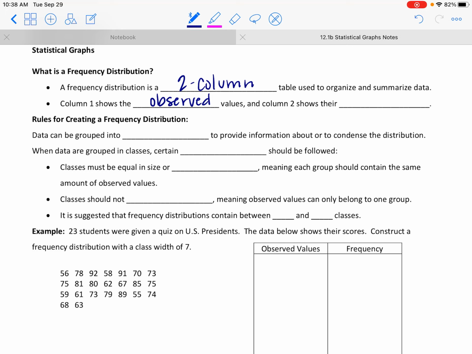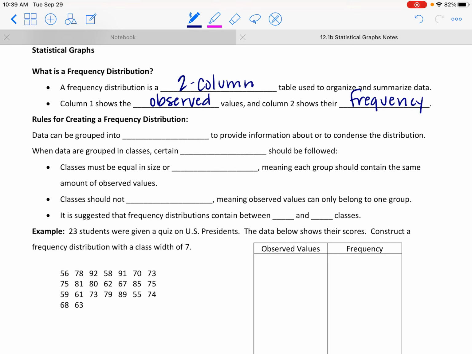And then column 2 shows the frequency of those observed values. That is, if 0 was an option for how many kids were in your household, how many people said 0, or how many people said 1, or how many people said 2, and so on. So it's what were the answers and how many times did those answers occur. Okay, so when you're making a frequency distribution, there are a couple of rules.